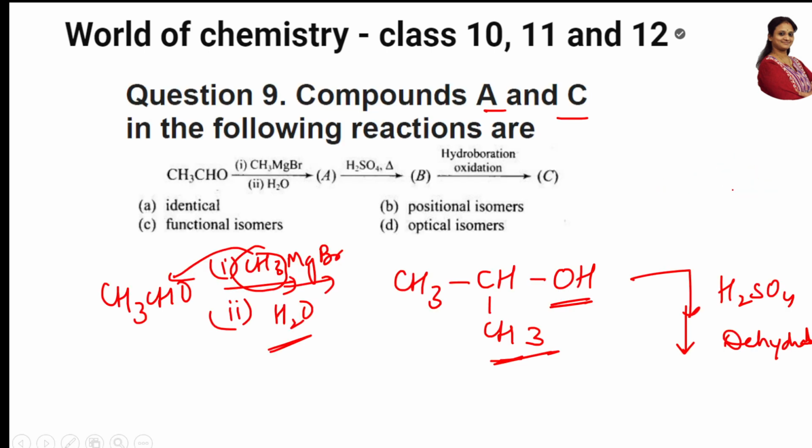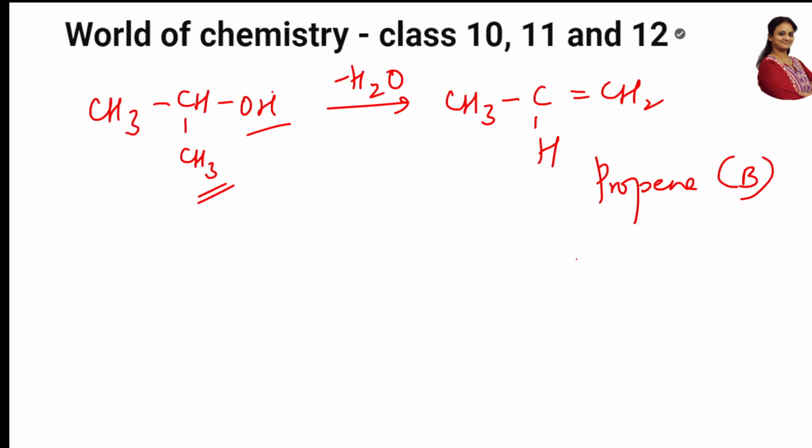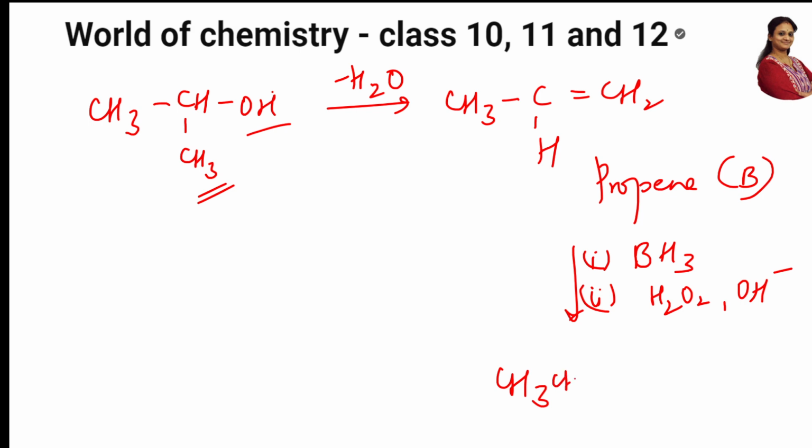Next they have taken it and done the hydroboration oxidation reaction. Hydroboration oxidation reaction happens in the presence of diborane, correct? Then using hydrogen peroxide also. So hydroboration oxidation reaction depends on a base. So what happens in hydroboration oxidation reactions? Your alkene is getting oxidized. You're breaking the bond and we form primary alcohols, right? This is your primary alcohol, propan-1-ol, the C compound.